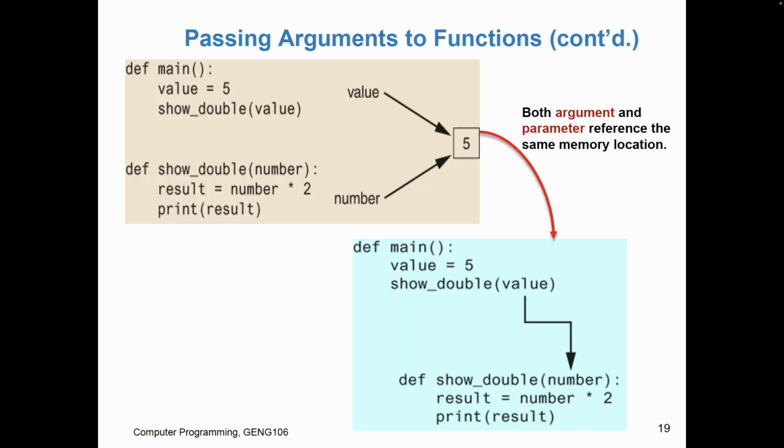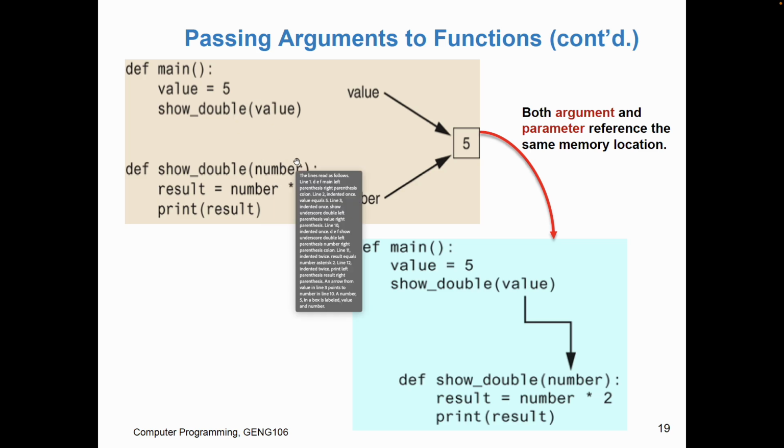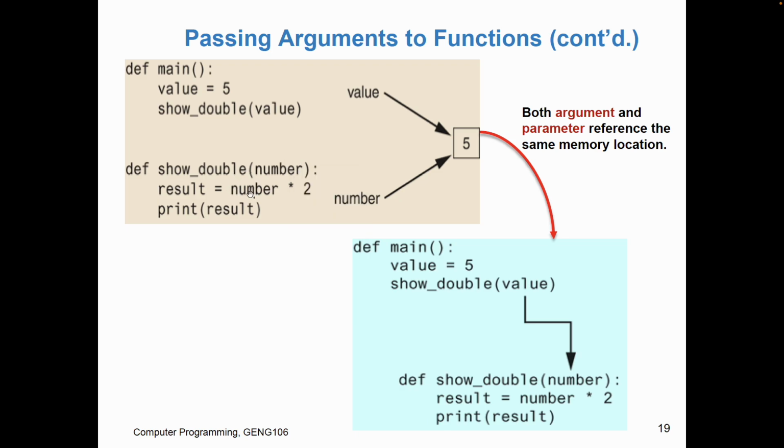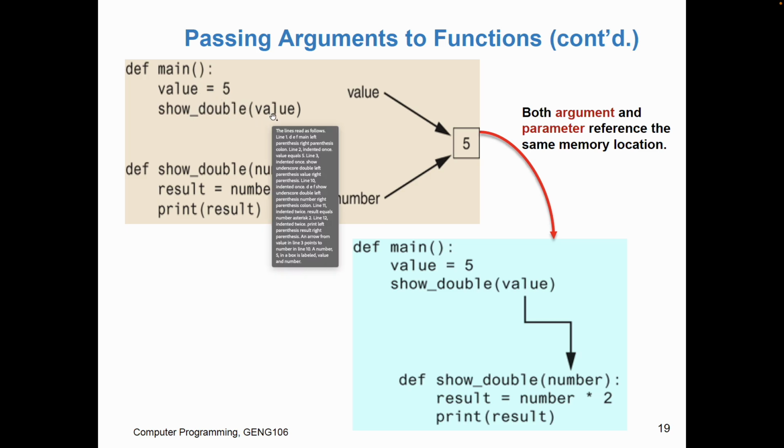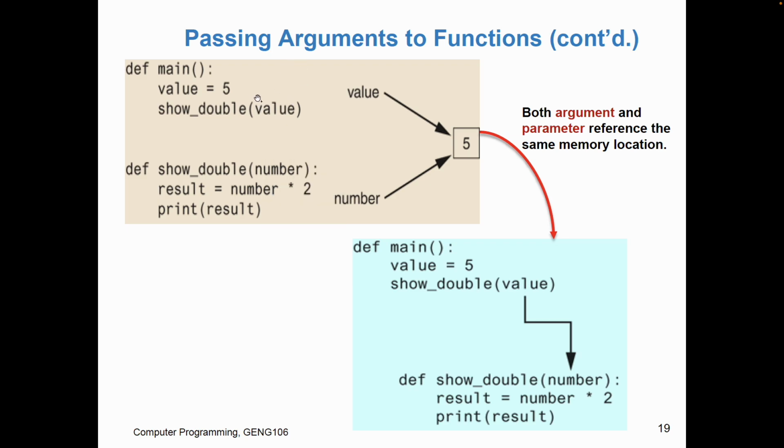Here's also its execution, the same code. So here is show double, and we are calling it here. Just note that in this one I use number, and in this one I use value. So their names do not have to match. When I'm defining the function, I'm calling my argument name number, but when I'm calling it, I can give any number, any variable name, so they don't have to have the same name.